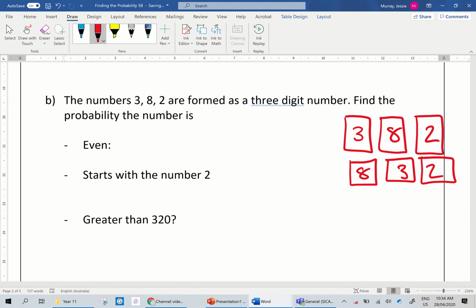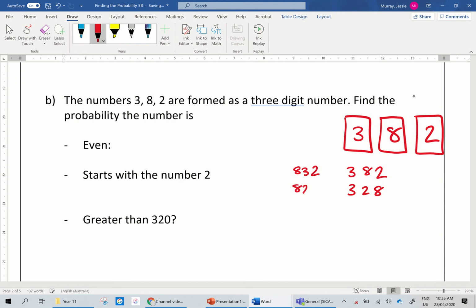The best way to do these is, there's not too many numbers here, so I could write out all the possibilities. So let's think about this. I could say, okay, I could have 3, 8, 2, 3, 2, 8. I could have 8, 3, 2, 8, 2, 3, or I could have 2, 3, 8, and 2, 8, 3. So there's all the possible ways I could arrange those 3 cards. There wasn't many numbers, so it was pretty easy to just work that out.